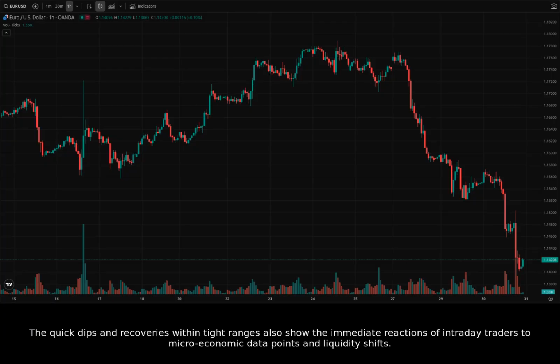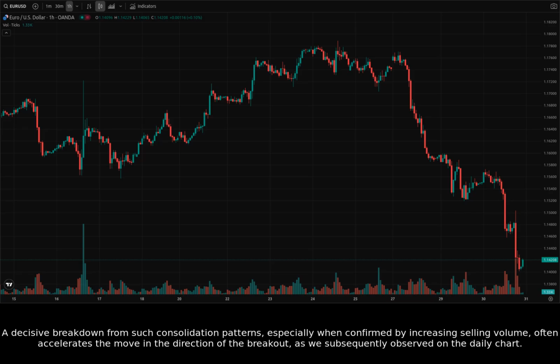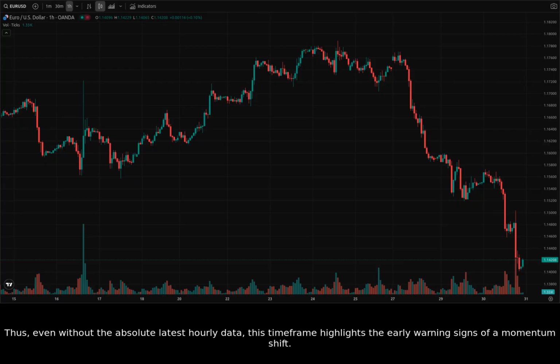The quick dips and recoveries within tight ranges also show the immediate reactions of intraday traders to microeconomic data points and liquidity shifts. A decisive breakdown from such consolidation patterns, especially when confirmed by increasing selling volume, often accelerates the move in the direction of the breakout, as we subsequently observed on the daily chart. Thus, even without the absolute latest hourly data, this time frame highlights the early warning signs of a momentum shift.